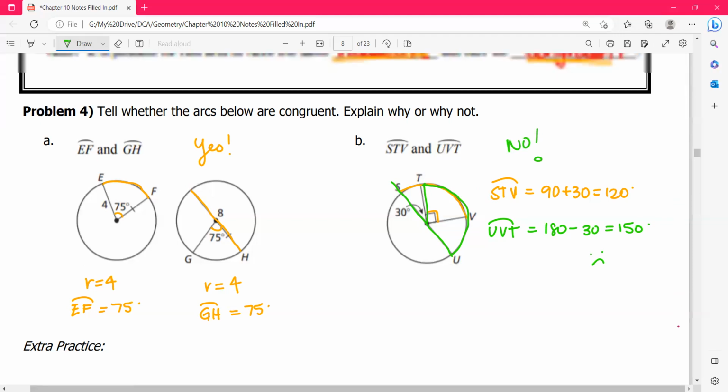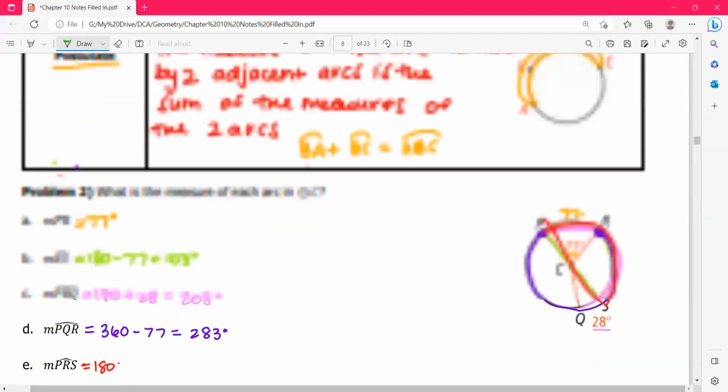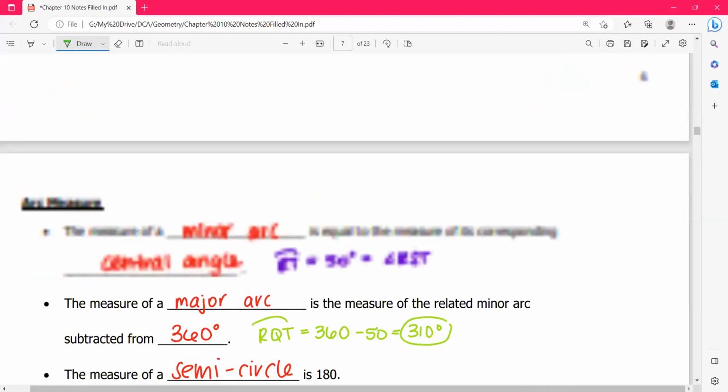Okay? That is all there is to know about arcs and central angle measures. You guys are going to be doing some practice. Good job.